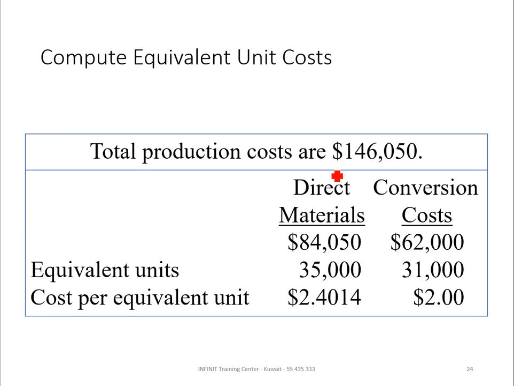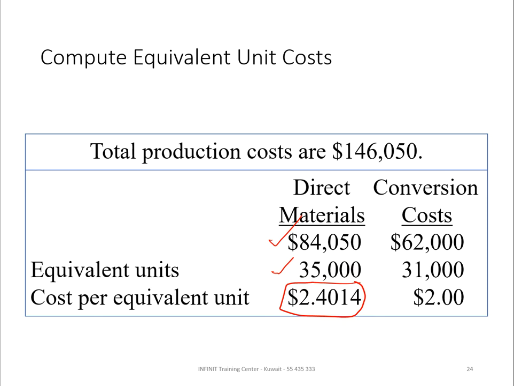We know that the material cost we incurred is 84,050, and that is for equivalent units of 35,000, because we added all the materials, there is no material left. So the per unit cost of material is 2.4, which is 84,050 divided by 35,000.